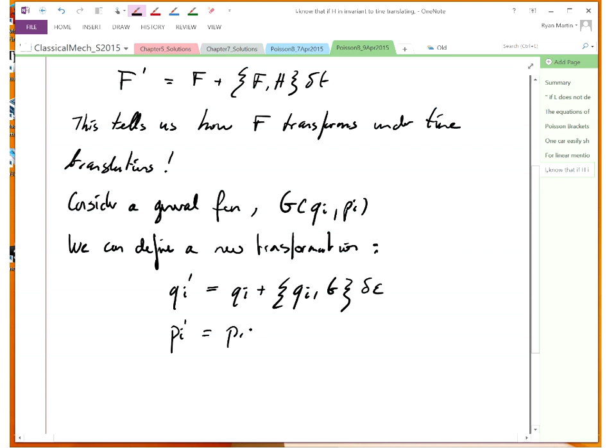And we can define Pi prime to be Pi plus the Poisson bracket of Pi with G. So we can take any function that we want, and if we take the Poisson bracket of that coordinate with that function, that's going to lead to some transformation. Now, it might not necessarily be a conserved quantity or anything, but in general, this is something that we can do. And we call G the generator of this arbitrary transformation.